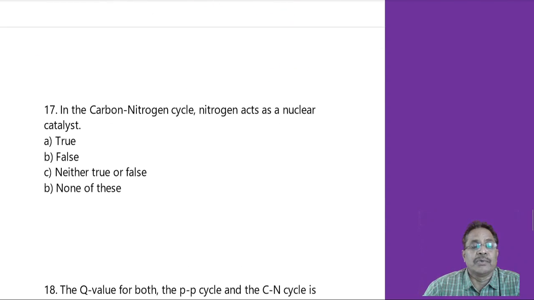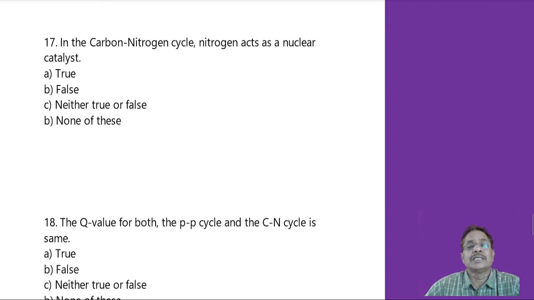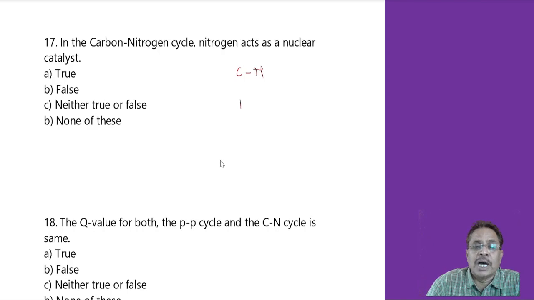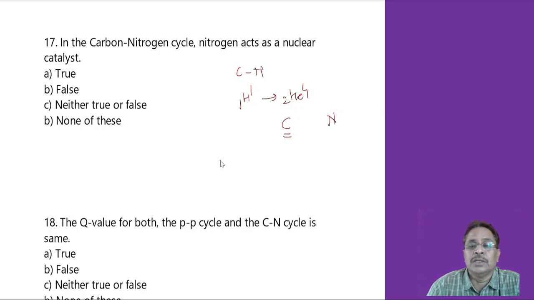Then next, question number 17. In the carbon-nitrogen cycle, nitrogen acts as a nuclear catalyst. So we have to identify whether the statement is false or true. In the carbon-nitrogen cycle, I think you might be remembering this, initially the carbon element is there. Along with that, in this process, 4 hydrogen atoms combine together, which gives you 2He4, and the carbon atoms remain as they are, and another new element is generated, that is nitrogen. Therefore this carbon works as a catalyst and not the nitrogen.